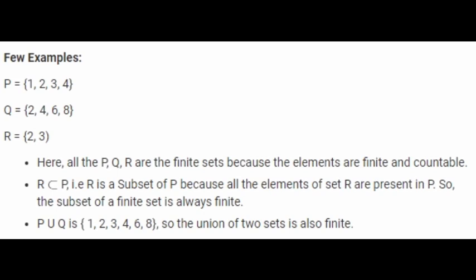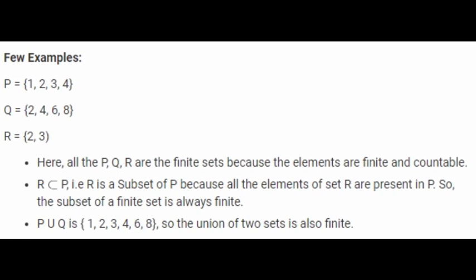Set P contains 1, 2, 3, and 4. Set Q contains 2, 4, 6, 8. And set R contains 2 and 3. Here, P, Q, and R are all finite sets because the elements are finite and countable.